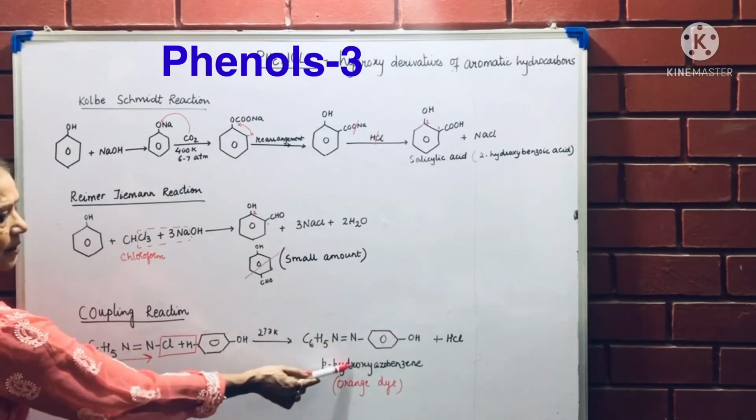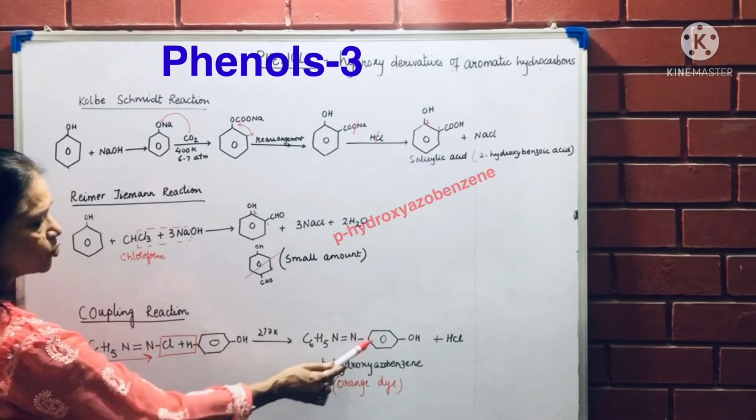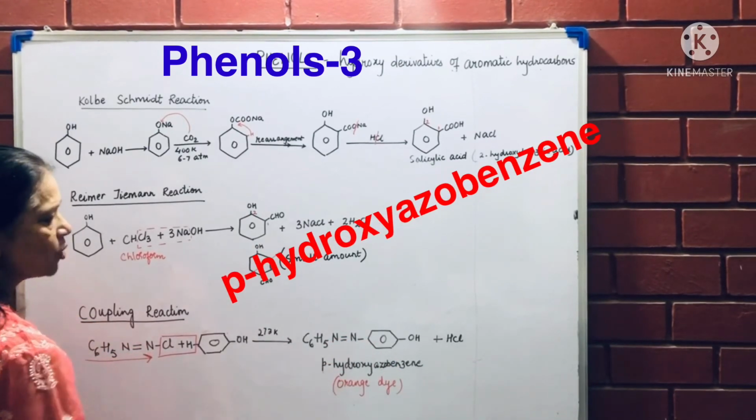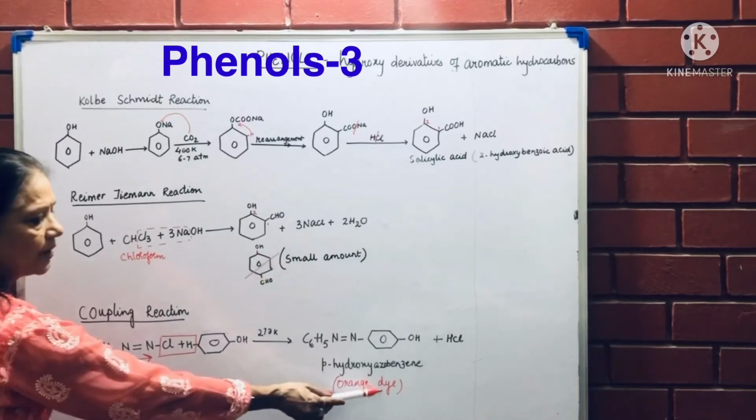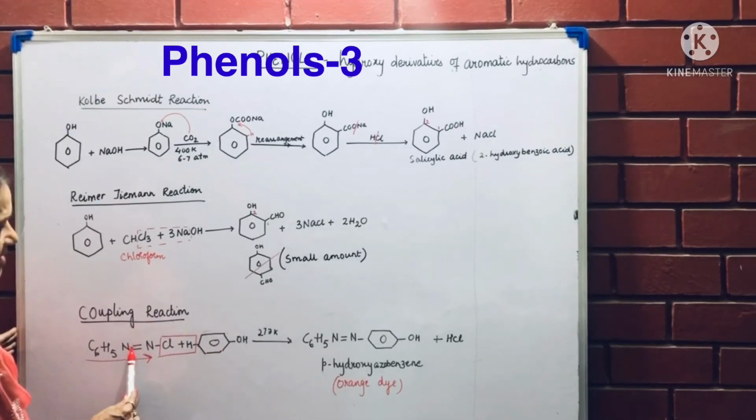So para-hydroxyazobenzene. Azo is this, azobenzene. Which is an orange dye for coloring that dye. So this can be used as a test for phenol also. You can say this reacts at 273 K to give an orange dye. Such a compound is phenol.